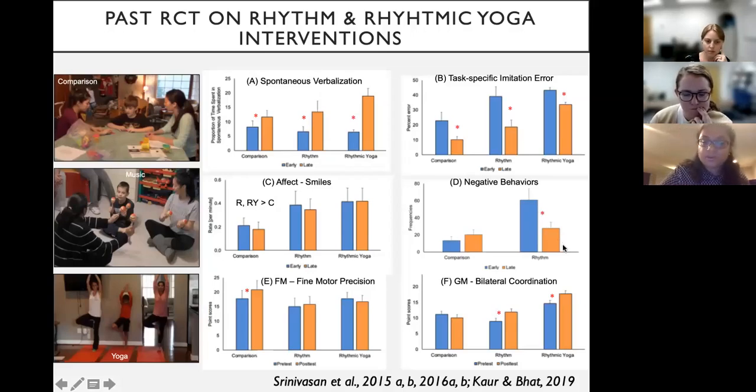In terms of motor skills, what we see is more task-specific improvements. We see more fine motor improvements in the fine motor group or the comparison group. We see more gross motor improvements or bilateral coordination improvements in the movement groups, which is also something we know about movement therapies. They tend to improve what you work on.